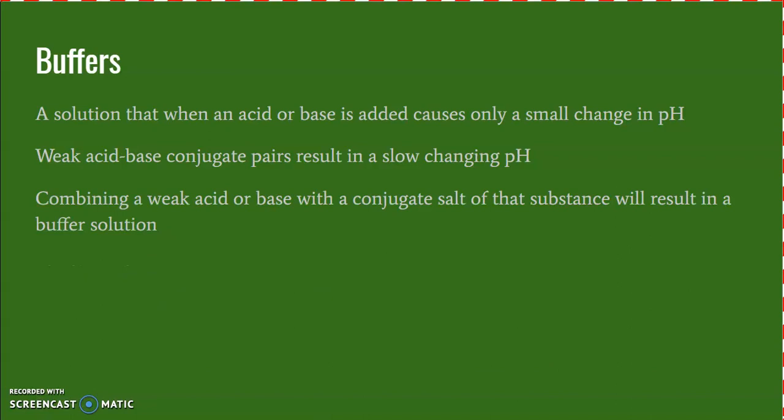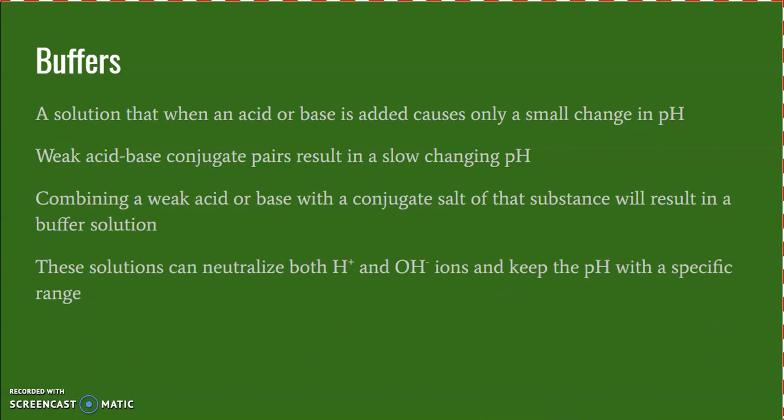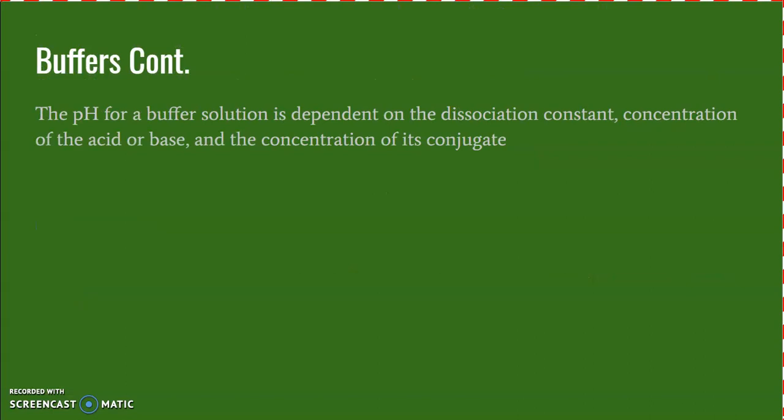So if you combine a weak acid or a weak base with a conjugate salt, you get this equilibrium balance, and adding acid and base neutralizes, creating more weak acid or weak base, causing the pH to change only within a very small range as these are being added. Again, they can neutralize both an acid and a base. It doesn't matter. They don't work for just one or the other. They're able to neutralize both hydrogen ions and hydroxide ions, as they're in equilibrium. So the range at which these happen is dependent upon the dissociation constant and the concentration of the acid or base that you put into your buffer, and also the concentration of its conjugate on the other side of its equilibrium equation.